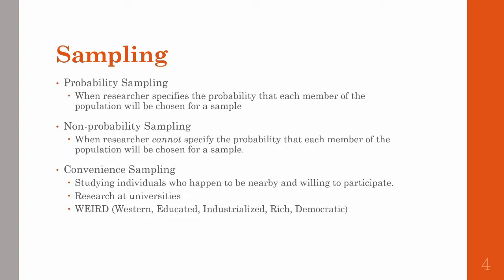Research at universities relies on undergraduate psychology students. These students often fit under what is referred to as a WEIRD population, and WEIRD stands for Western, educated, industrialized, rich, and democratic. This is a very specific subset of people, and a lot of times it's not really representative of the population for what you want to measure.